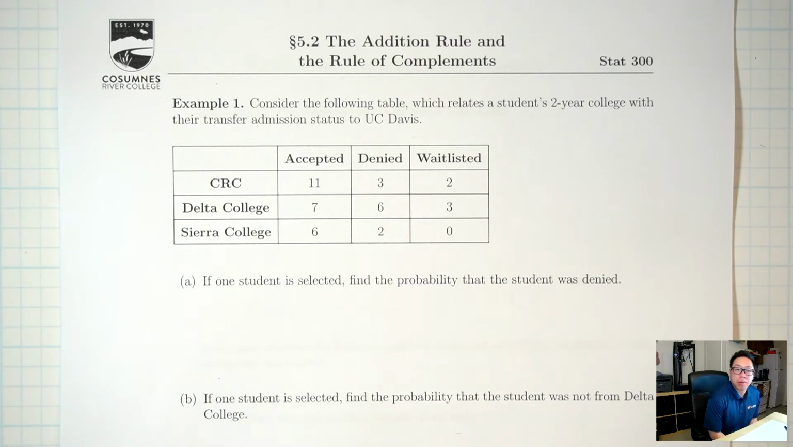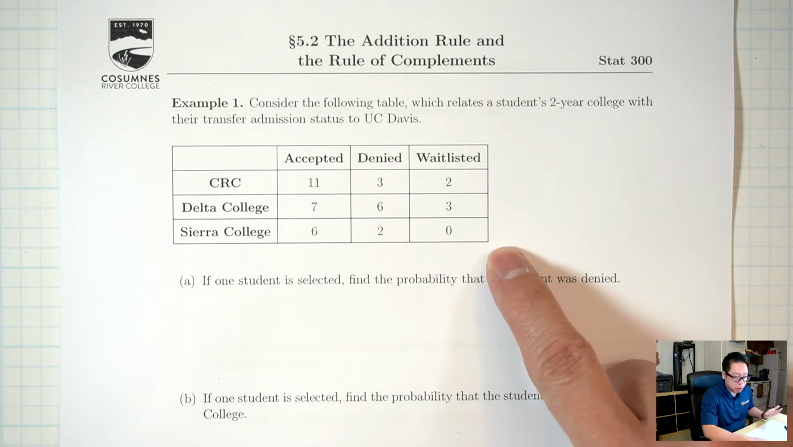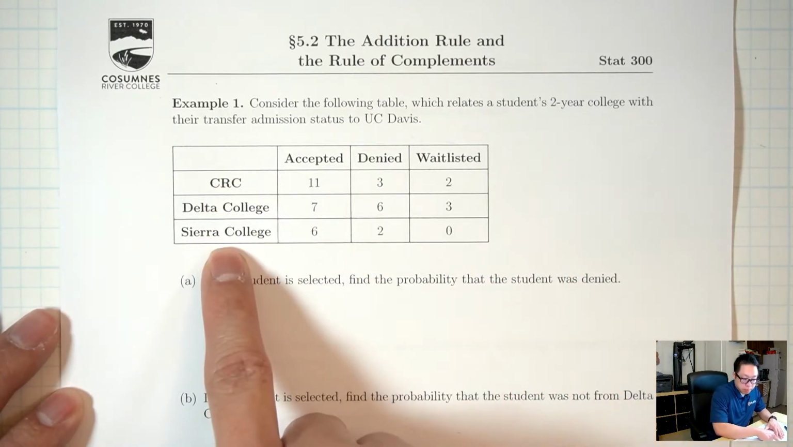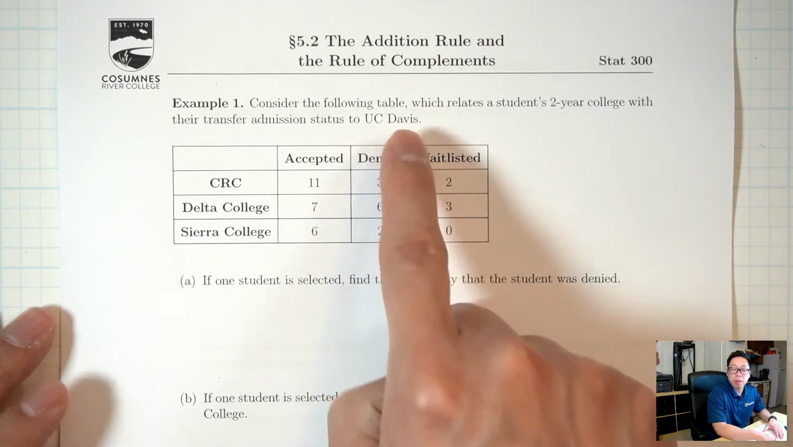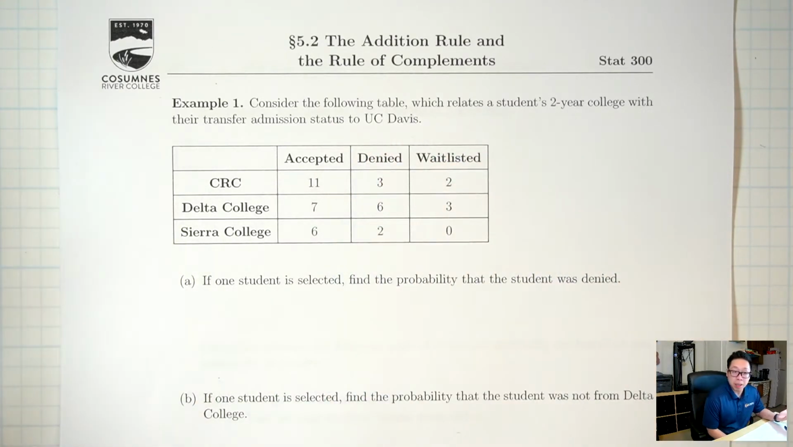We're going to jump into this example. Here we have a two-way table. We're talking about students from these colleges and whether or not they were accepted into UC Davis. Let's talk about how to read this table.